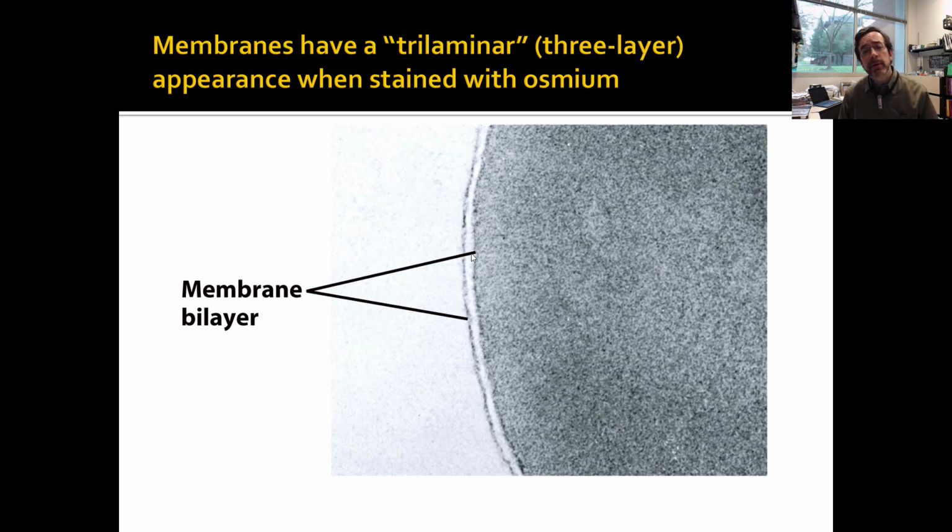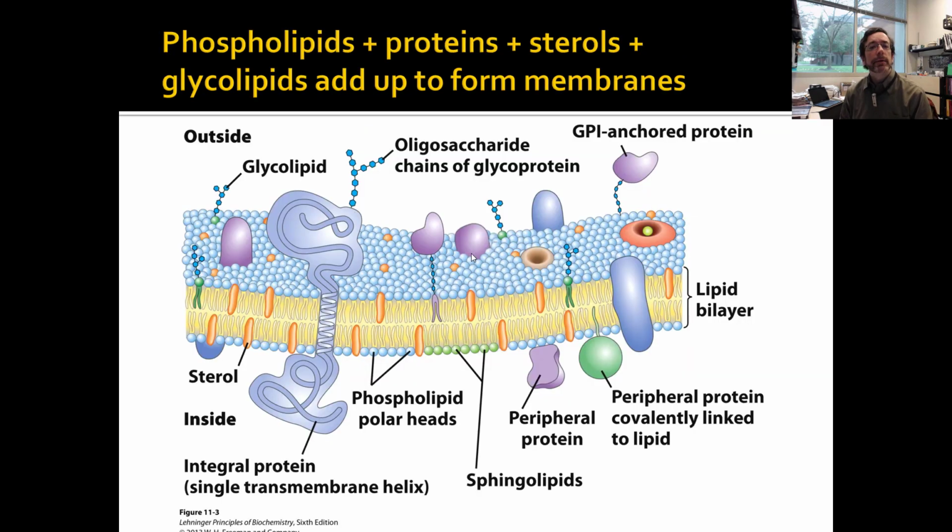So the osmium associates with the head groups, none of it gets into the middle. This shows you how the membrane bilayer acts as a really nice wall. So phospholipids, proteins, sterols, and glycolipids, they all add together and they form membranes. Okay, so you have a lot of things in the membrane.